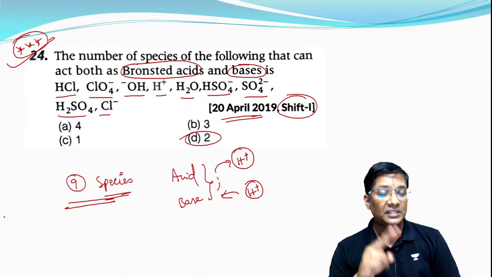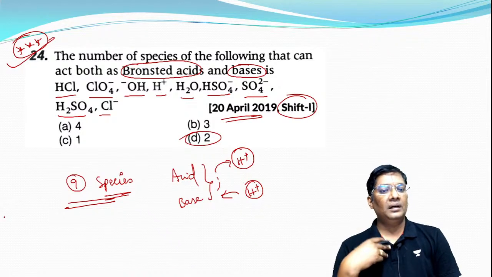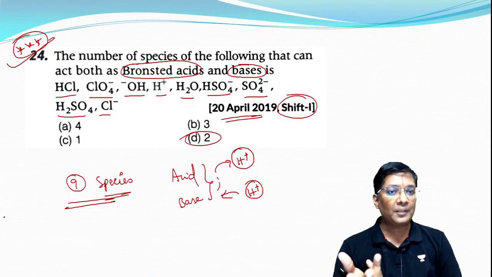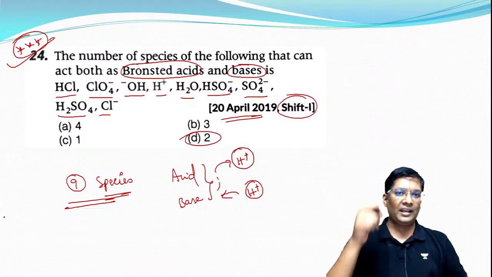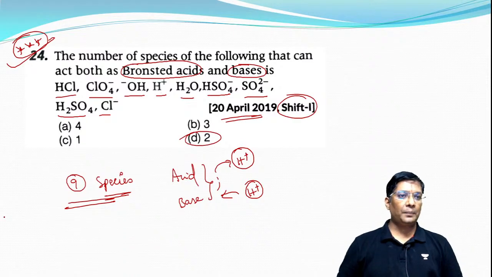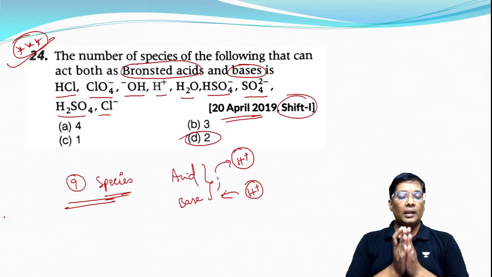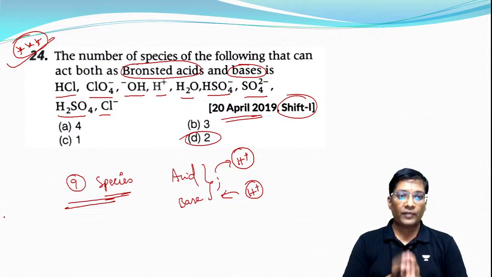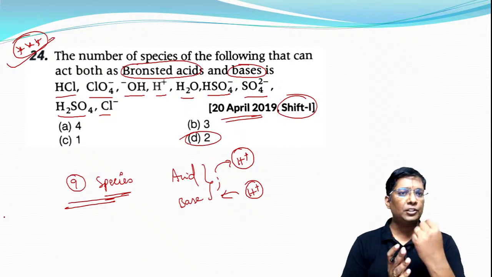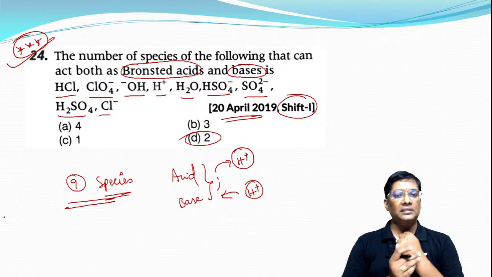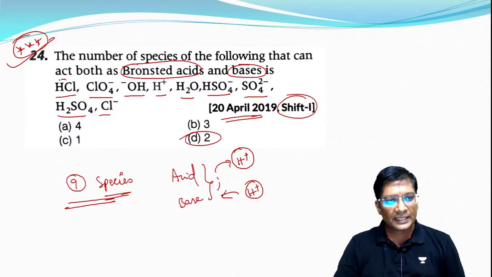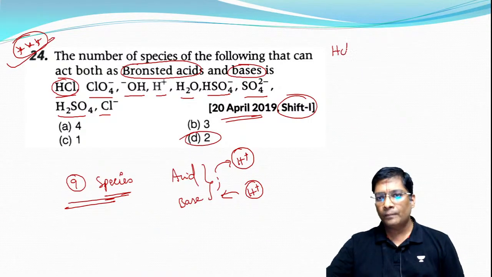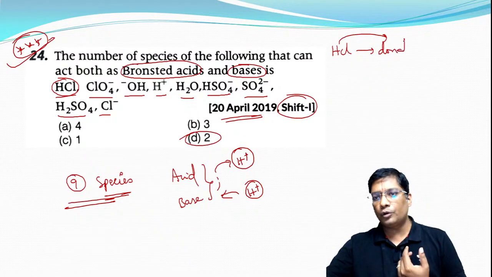Only out of 9 species, 2 species have the capacity to donate the proton as well as to accept the proton. Very good. Those who opted the answer B, they are all correct. So out of 9 species, only 2 species have the capacity to donate as well as to accept protons. Suppose you take HCl, HCl has the capacity to donate the proton. It can only donate but not accept. It donates, not accepts.